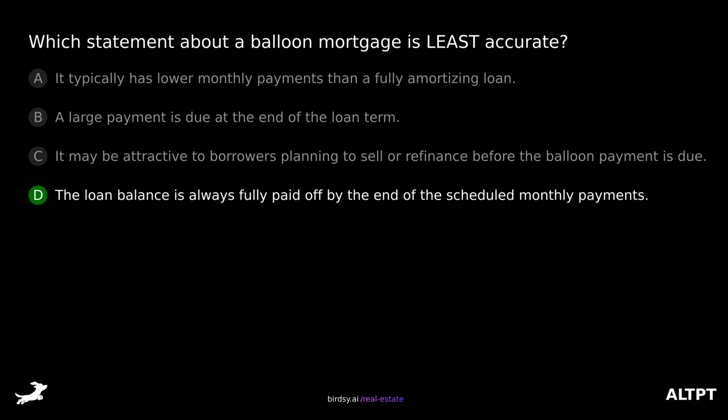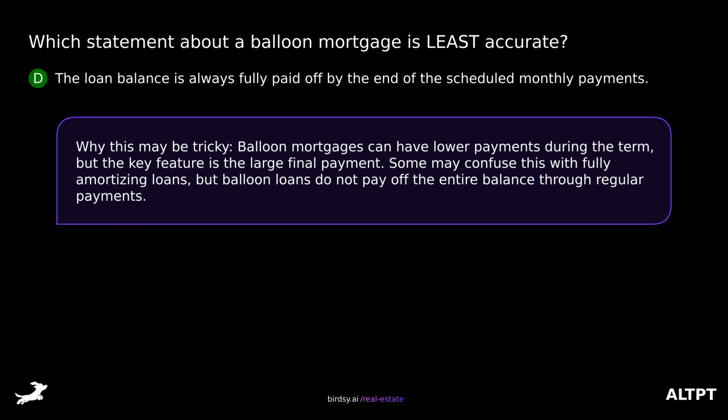The correct answer is D. The loan balance is always fully paid off by the end of the scheduled monthly payments. Why this may be tricky? Balloon mortgages can have lower payments during the term, but the key feature is the large final payment. Some may confuse this with fully amortizing loans, but balloon loans do not pay off the entire balance through regular payments.